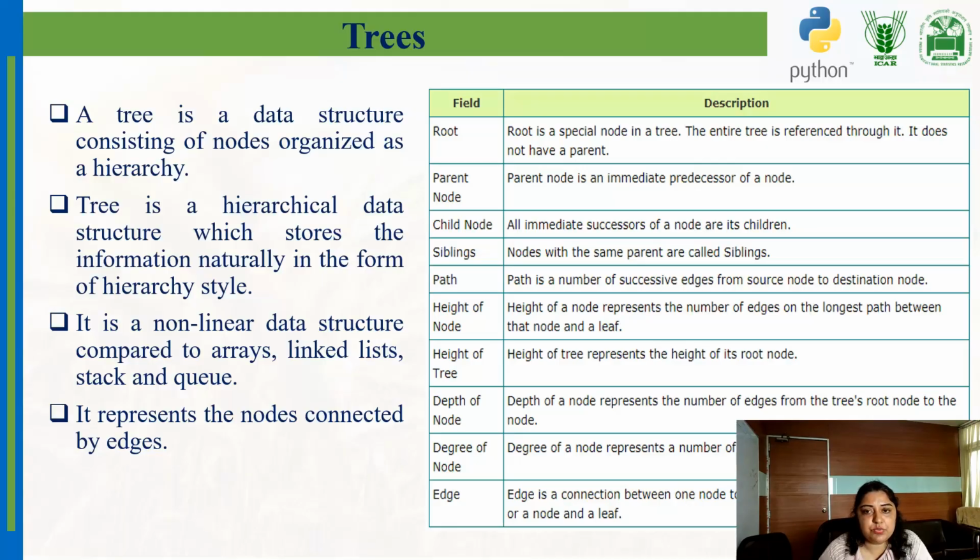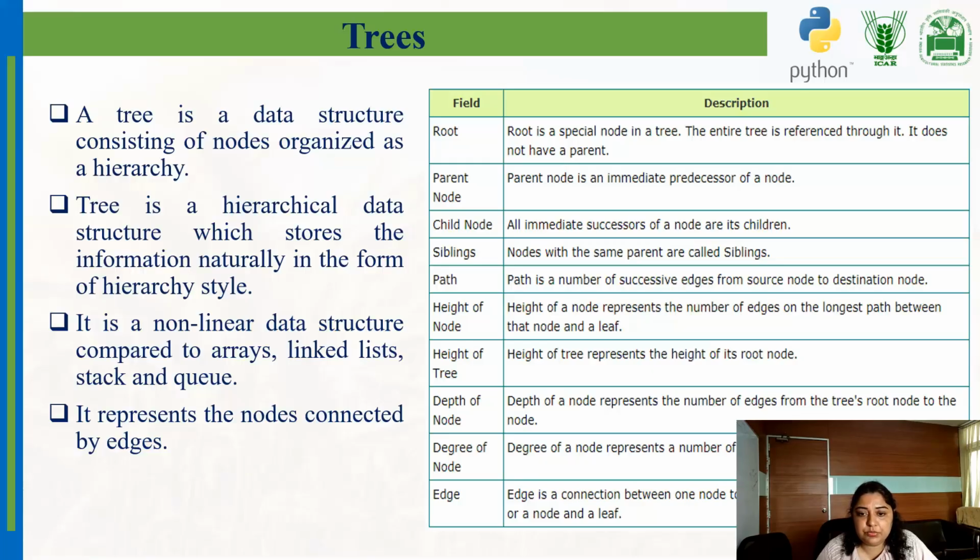First is your root. Root is a special node. The entire tree is referenced with the root node. Then parent node. A parent node is an immediate predecessor of a node. Next is your child node. All immediate successors of a node are its children. Then siblings: nodes with the same parent are called siblings. Then path. A path is a number of successive edges from the source node to the destination.